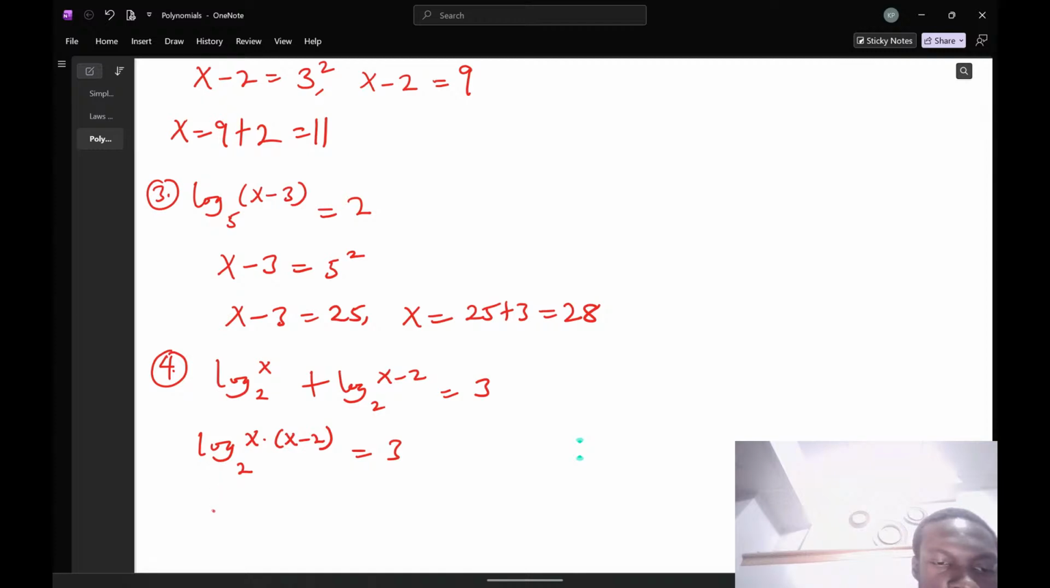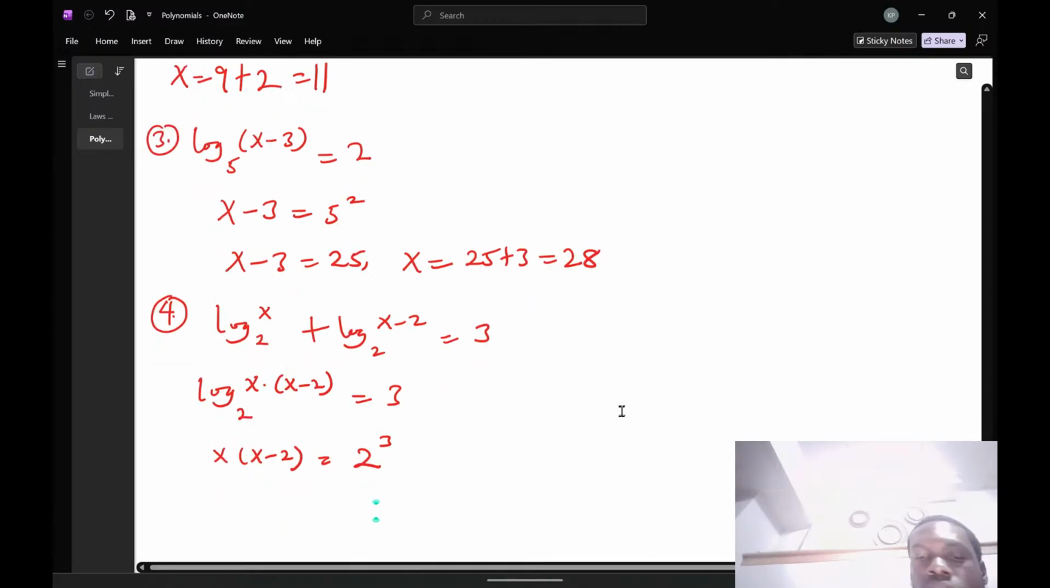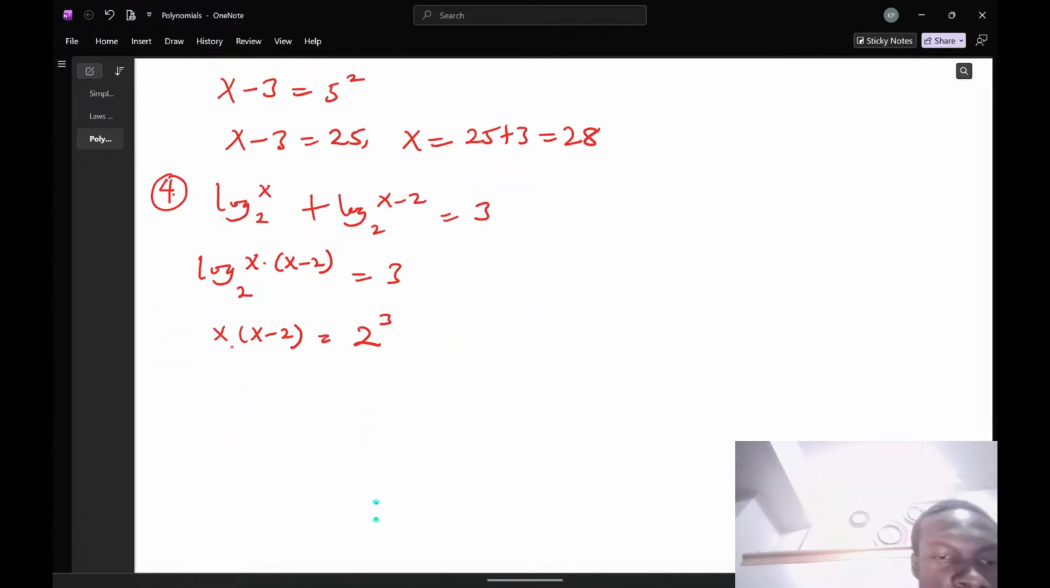Okay, so that will be x into x minus 2 is equals to 2 raised to power 3. So if we open this bracket, that will be x times x is x squared. x times minus 2 is minus 2x. Is equals to 2 raised to power 3, which is 2 times 2 times 2. That's 8. Okay, so we have x squared minus 2x minus 8 is equals to 0.